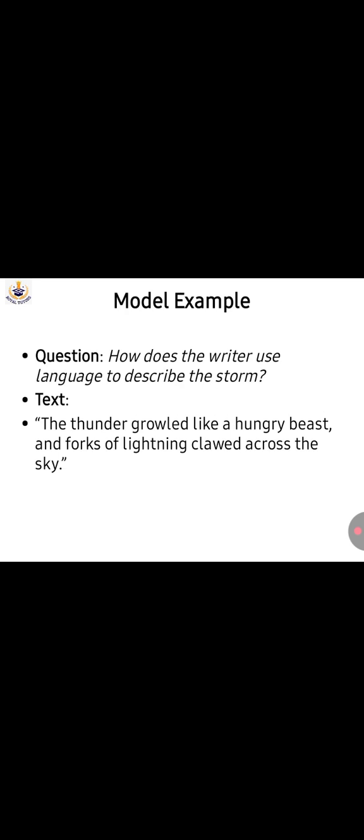Here is a model question. How does the writer use language to describe the storm? This is the text: the thunder growled like a hungry beast, and forks of lightning clawed across the sky.